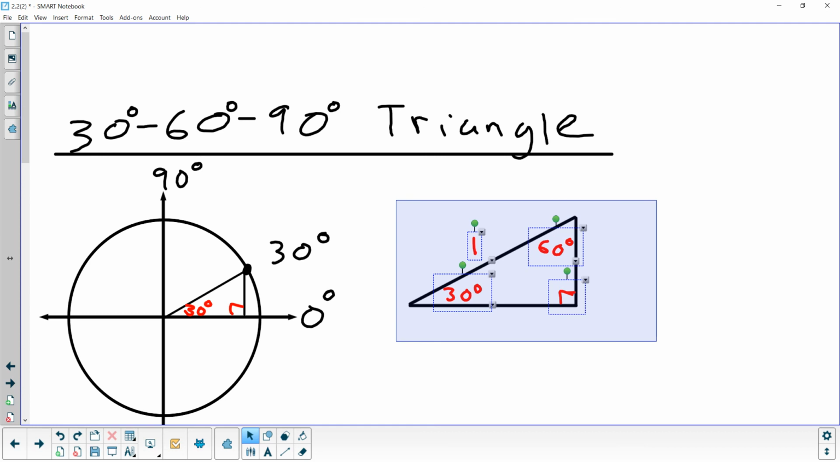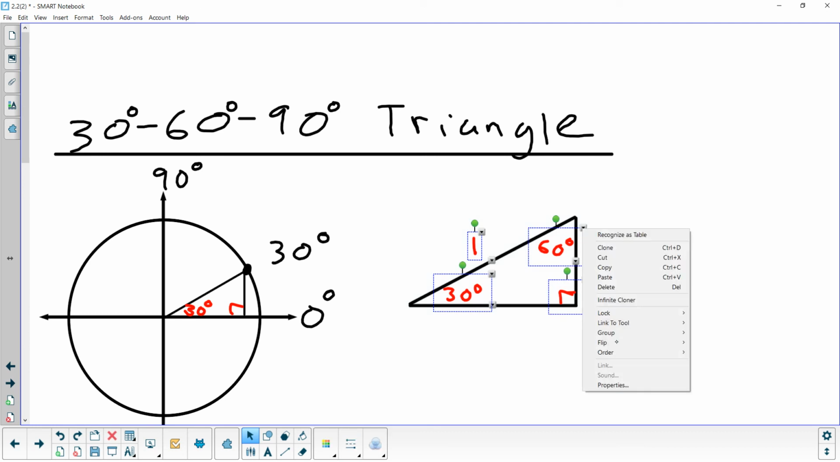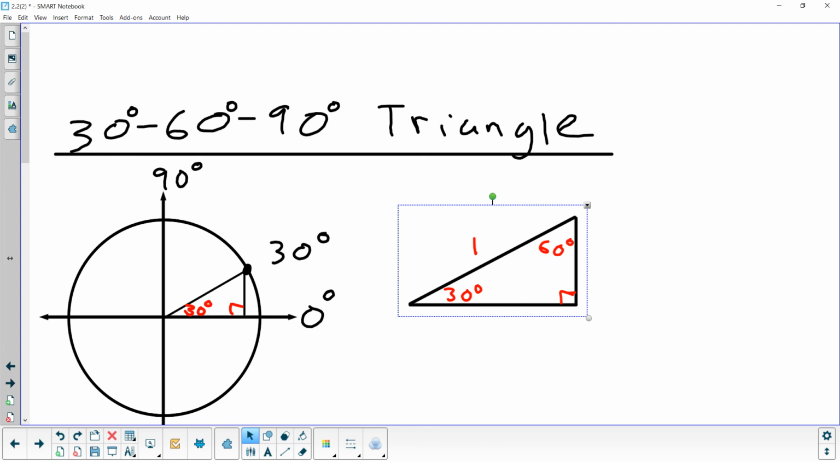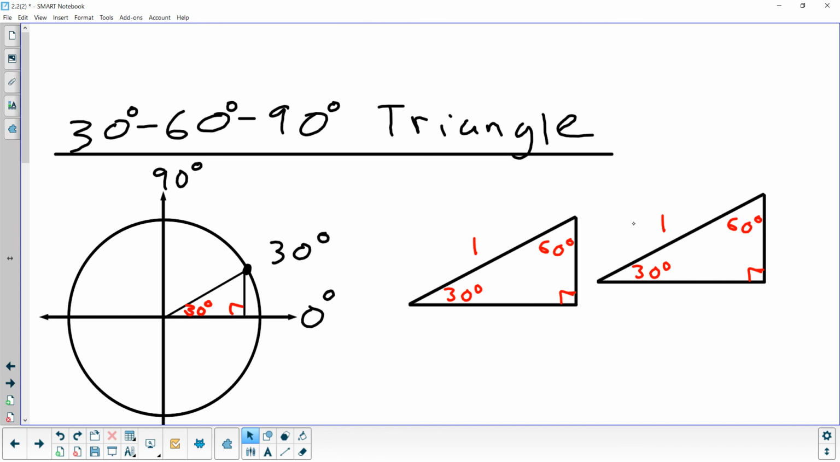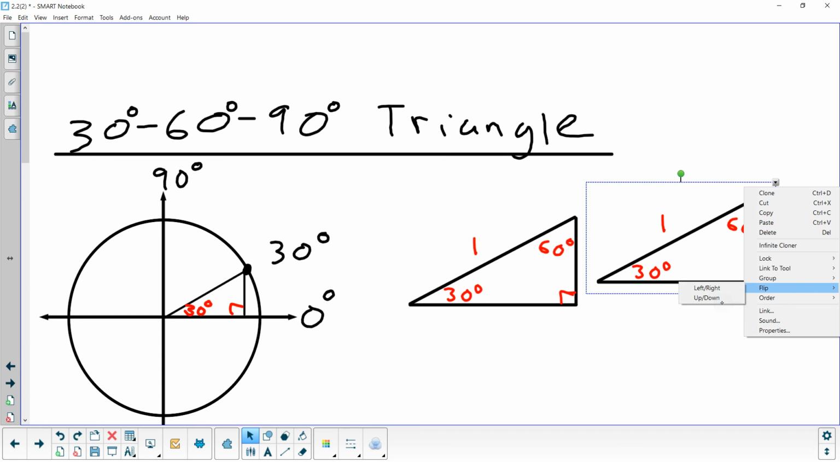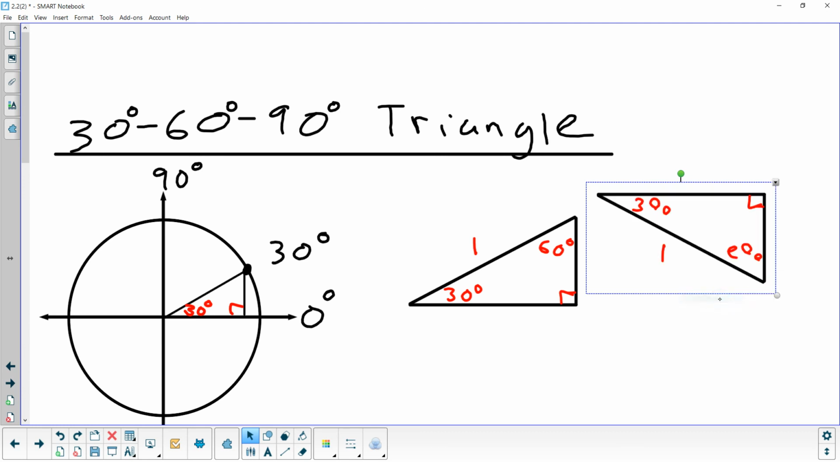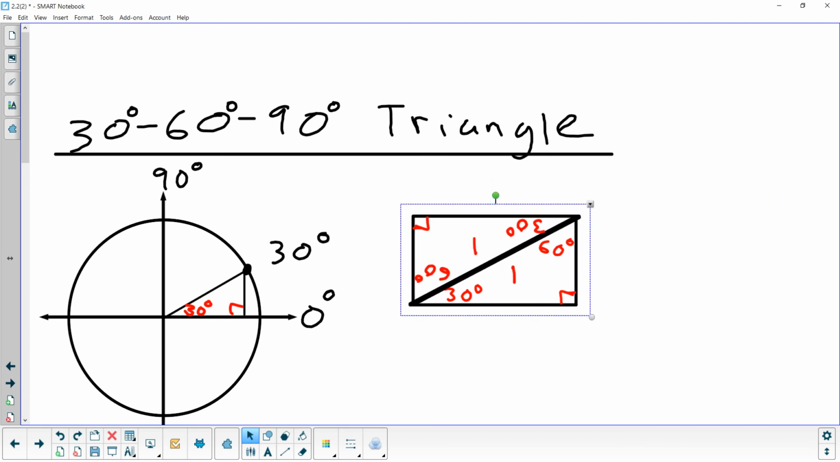I'm just going to group all that together. And then I'm going to go like that. Okay. So any thoughts what I can do with that to somehow figure out one of these other sides? Okay, you could make a rectangle. I think if you flipped it like that, and then flipped it one more time, you could kind of make a rectangle.